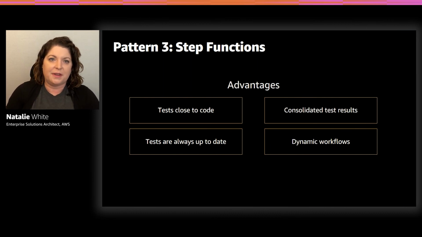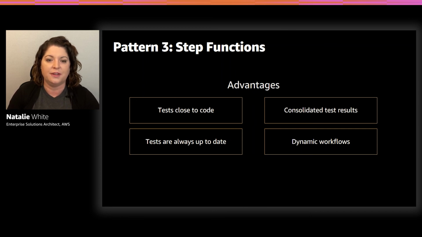So this keeps the same advantages as pattern 2. Our tests are always being updated, they're close to our code, but it adds a couple more advantages over the Lambda only integration tests. The consolidated test results can be propagated to dashboards or email reports or a persistent data store for immediate visibility into all of the tests that failed. You can use all of those service integrations with Step Functions to configure notifications or remediation actions depending on how severe those issues are. And Step Functions allow you to orchestrate the tests in not just parallel or in series.